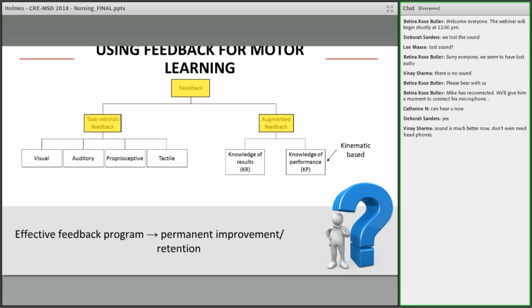For instance, there's task intrinsic feedback, which includes things like visual and auditory feedback. And there's also augmented feedback, where we can give people knowledge of their performance, which could be kinematic based, for instance. We could tell them in real time how they're performing, and that's what the PostureCoach system focuses on. And we can also give them knowledge of results. So after they perform the task, we can give them feedback, maybe through a presentation or a video of how they performed. And really, we came up with a combined approach to implement all three of these approaches.